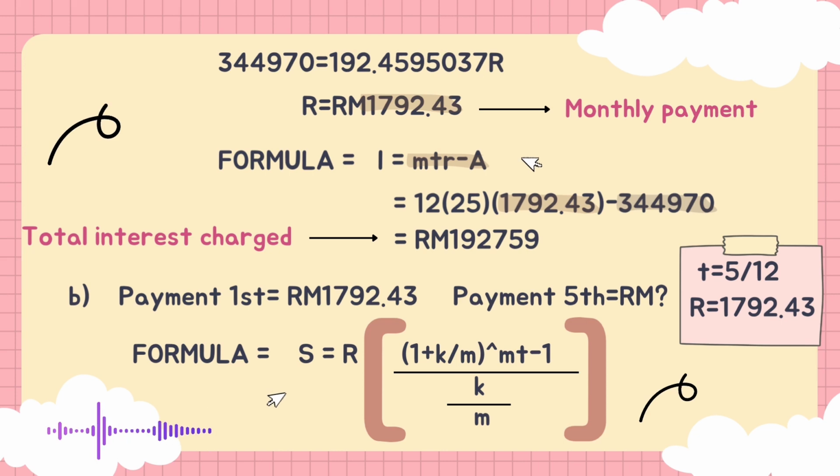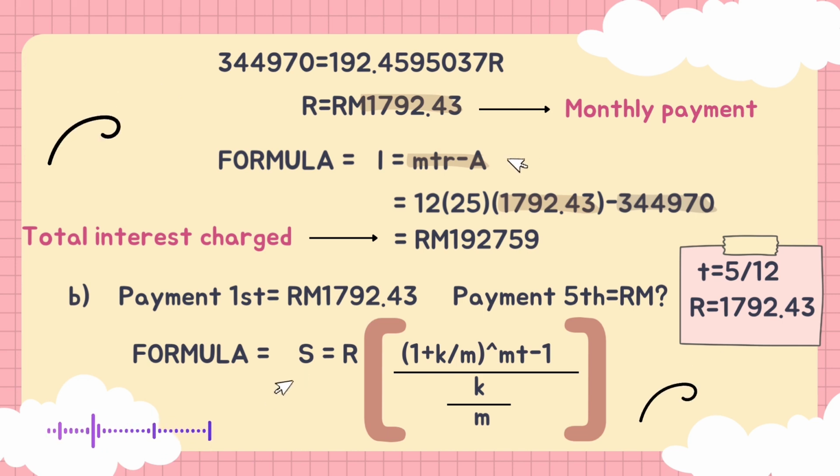For total interest charge, we use this formula and substitute the M, the T is 25 and R is 1,792 ringgit 43 cent minus 344,970, and the answer is 192,759 ringgit.